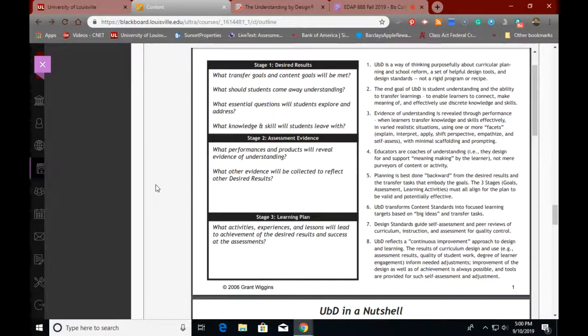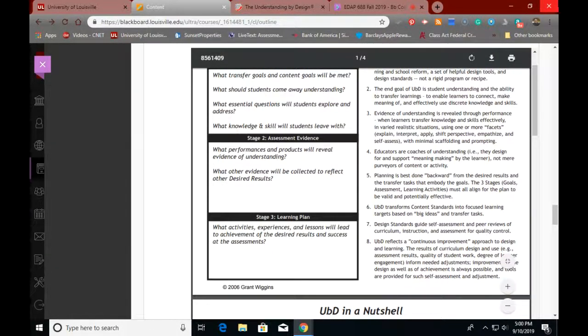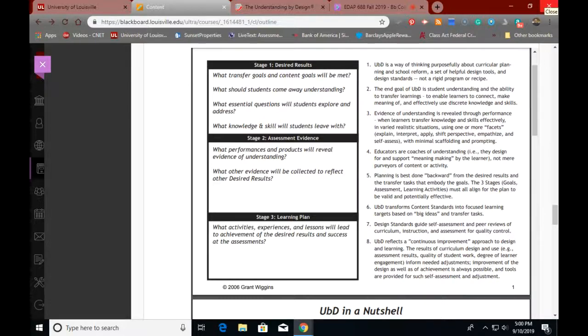Technology is always a tool that allows for continuous improvement. It can allow for continuous improvement. It is not the tool to use for continuous improvement. Continuous improvement is a way of looking at your design and taking all those results from assessment, the quality of student work, how engaged were the kids, and then looking back and realizing that the technology worked well or it didn't work well.